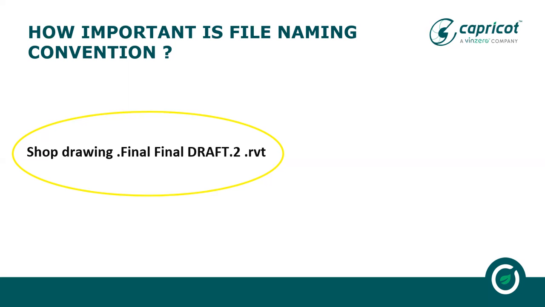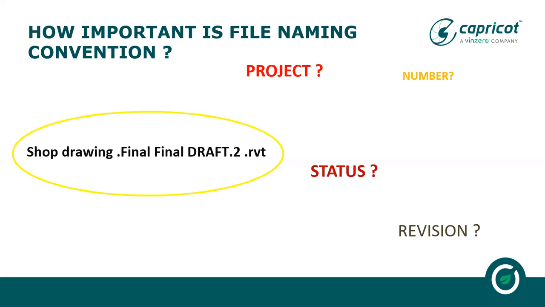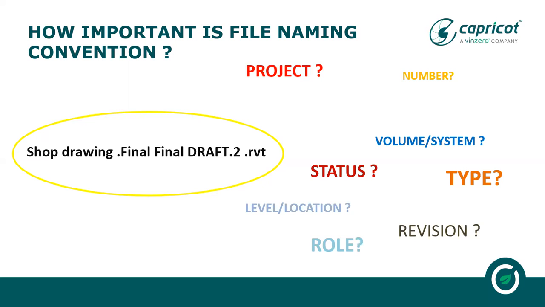Okay, so you can see this file naming convention. There is no defined project, so we would not know which project this file belongs to. We will know the file number. We would not know the status of the file, or what its revision level is, which level or location this file belongs to, what its volume or system is, what type of file it is, which role it defines, and then who has created this file, who is the originator, right? So all of this needs to be there in the file name for it to be very well defined when sharing it with the other project members, right?